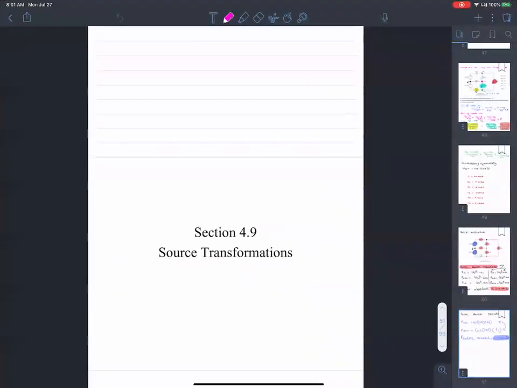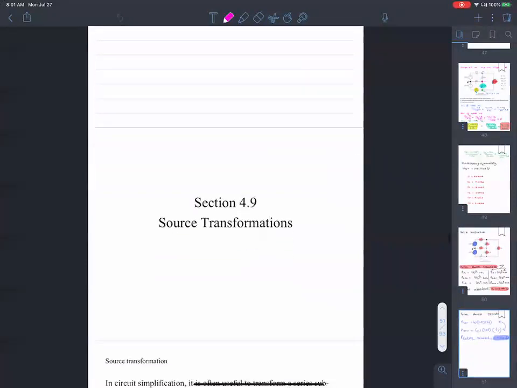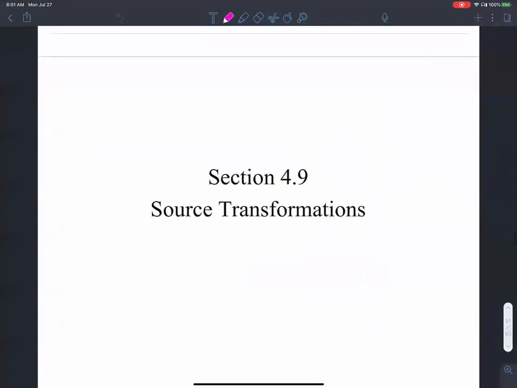What we did in the last class was node voltage method and mesh current method, right? Two techniques to the list of tools in simplifying circuits, in analyzing circuits. In this class, we're going to talk about three more techniques, hopefully three more techniques.